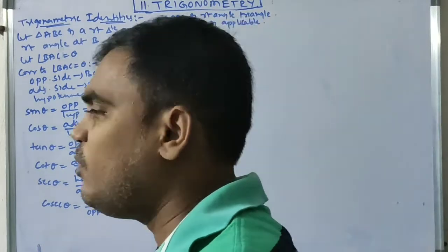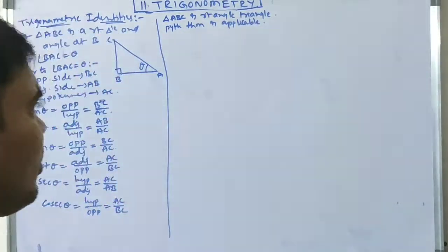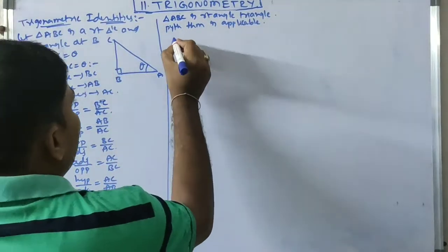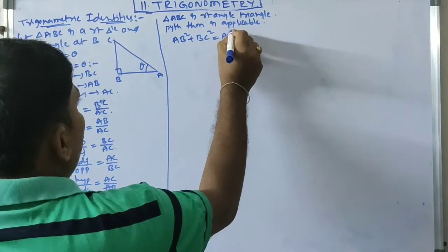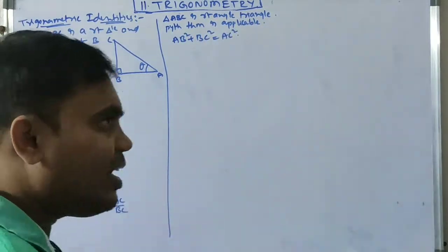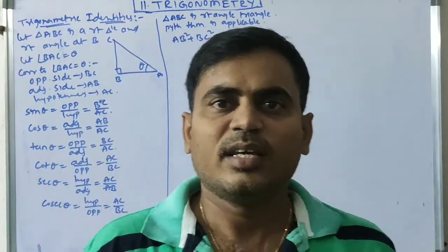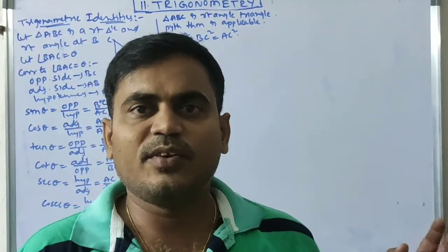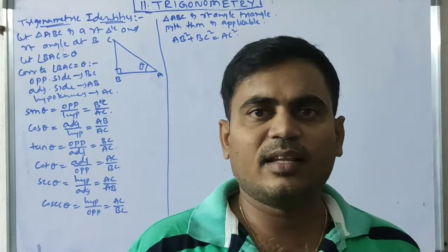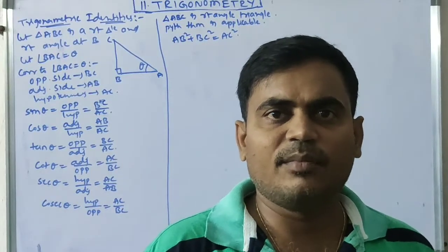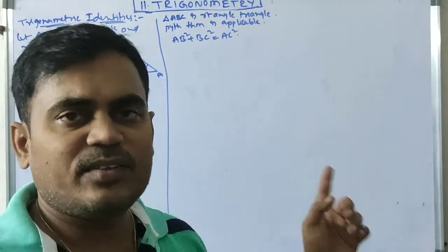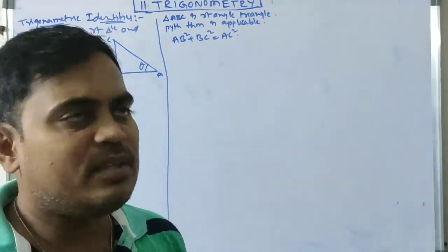Pythagoras theorem is applicable. What is Pythagoras theorem? Pythagoras theorem is AB square plus BC square equal to AC square. So in a right angle triangle, square of the hypotenuse is equal to the sum of squares of remaining sides. AB and BC are the sides. Squares AB square, BC square sum is equal to AC square. AC square equal to AB square plus BC square.